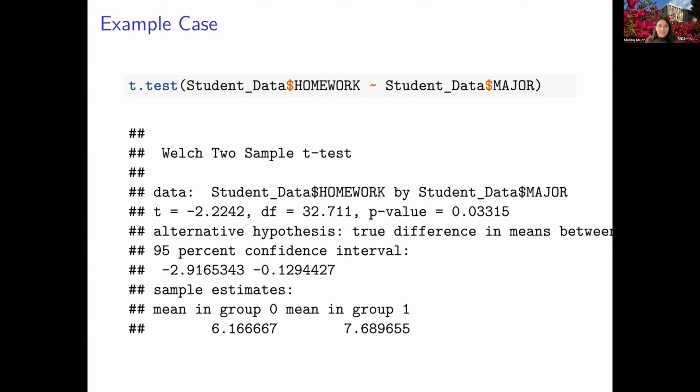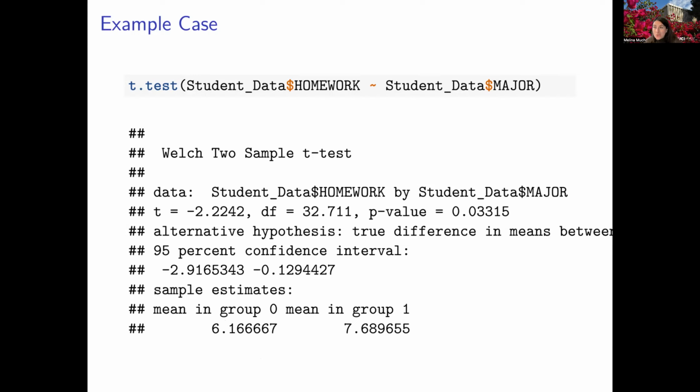Let's do one other example. So let's look at the relationship between major and political science homework scores. In this case, right, we can interpret the means of each group. So we have a mean in group 0 at 6.16. So mean in group 0 is non-major. Mean in group 1 at 7.689 is the major homework score. And we have a p-value in this case of 0.033.